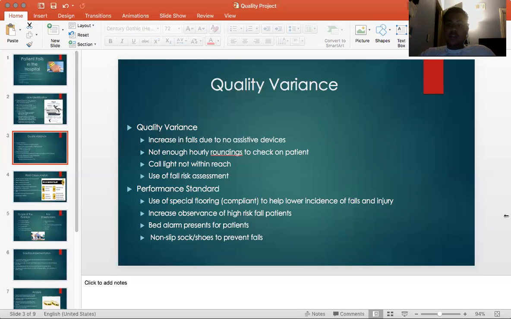Non-slip socks to prevent falls are also important, due to some falls being caused by patients slipping or having the wrong kind of shoes or slippers.